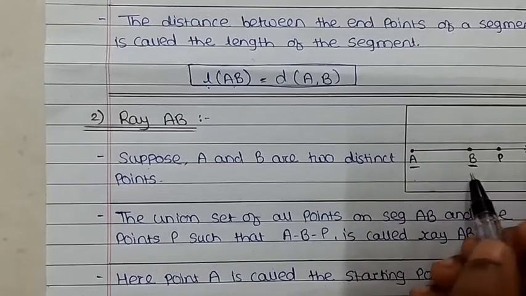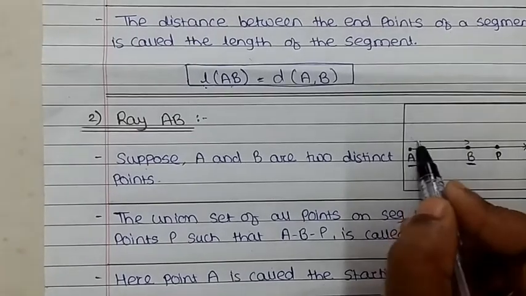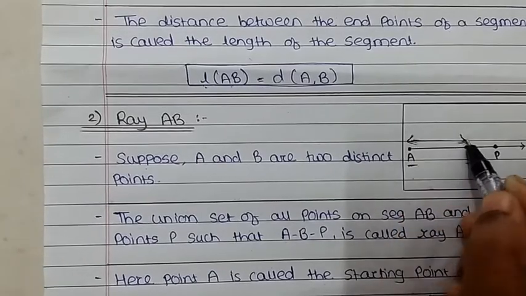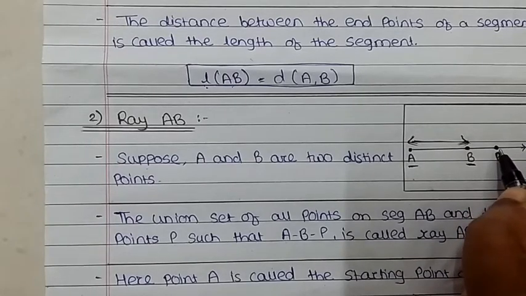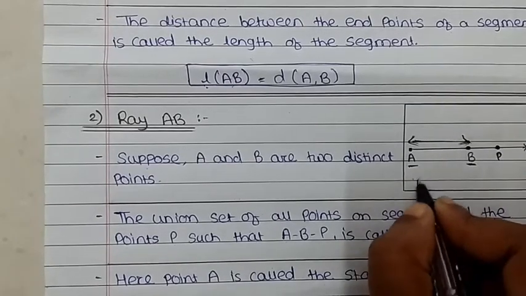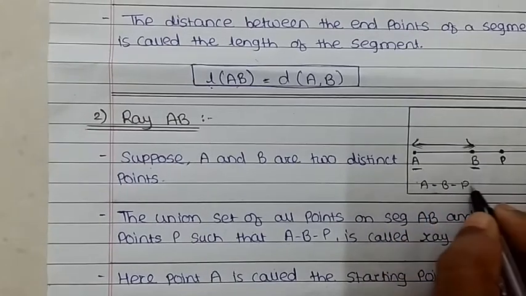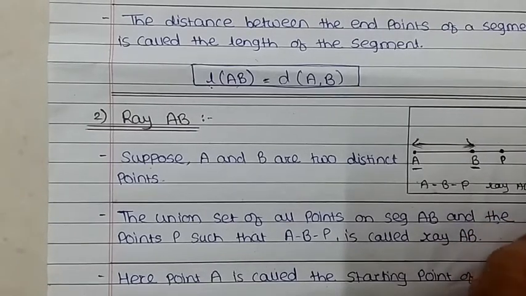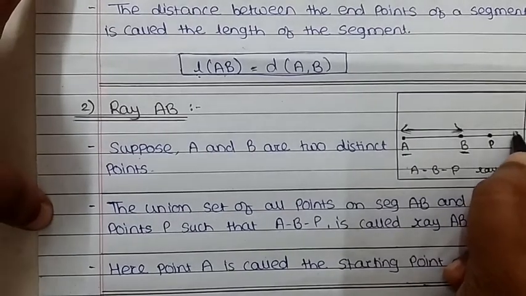Okay. That means in this figure, points A and B are the distinct points. So A and B is one segment, as we learned earlier. Correct? What is meant by segment? So A and B is one segment here. And the point P, any point behind this, such that we have to make one relation, that is A-B-P. Then it is called a ray AB. Therefore it is called a ray AB. Okay. And it is represented like this. It goes infinite. Correct?